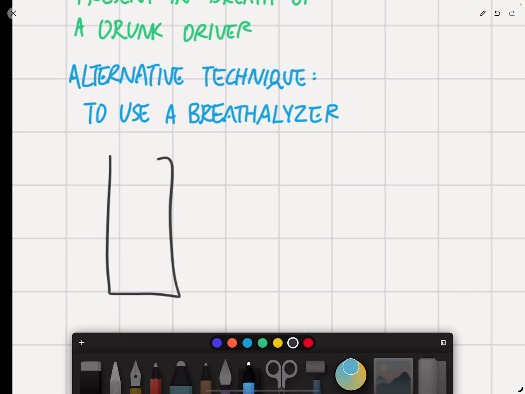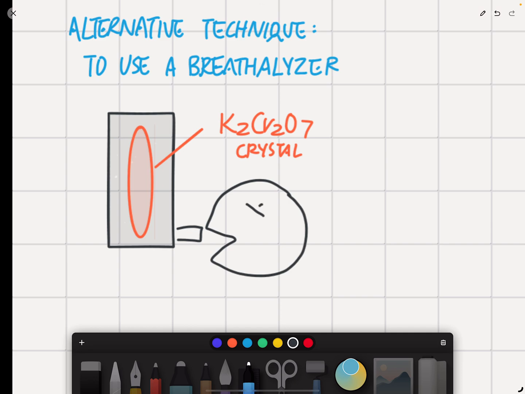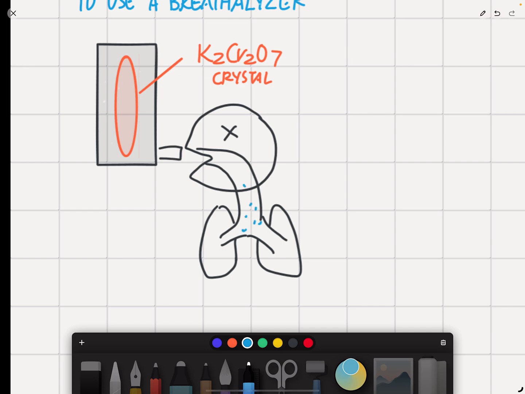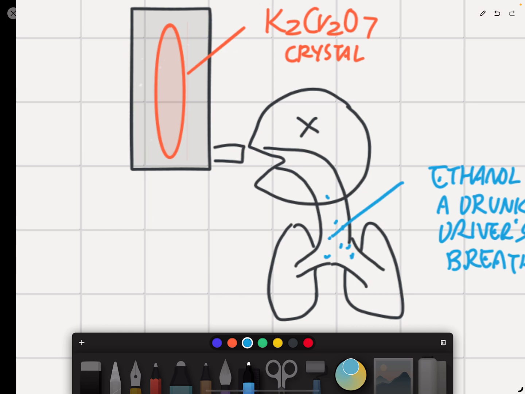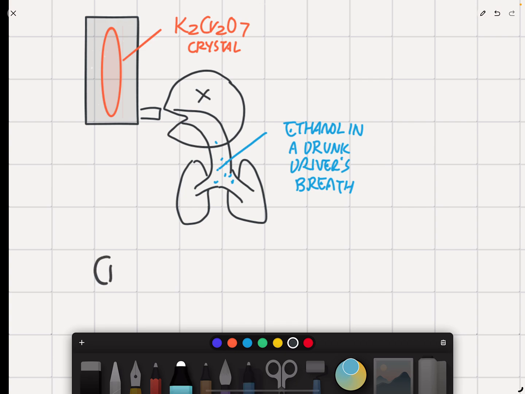In this device, there is a column of potassium dichromate crystal, K2Cr2O7, which is of course orange in color. To use this device, there is a tube that you can blow into. Let's say this driver is really drunk. In his breath, there should be quite some ethanol, because if you are drunk, ethanol will not just stay in your blood, it will be exhaled into your breath. So there is ethanol in the drunk driver's breath. What happens to the ethanol? The ethanol will be exhaled from this driver, and it will react with potassium dichromate in a redox reaction that you have learned in the redox chapter.